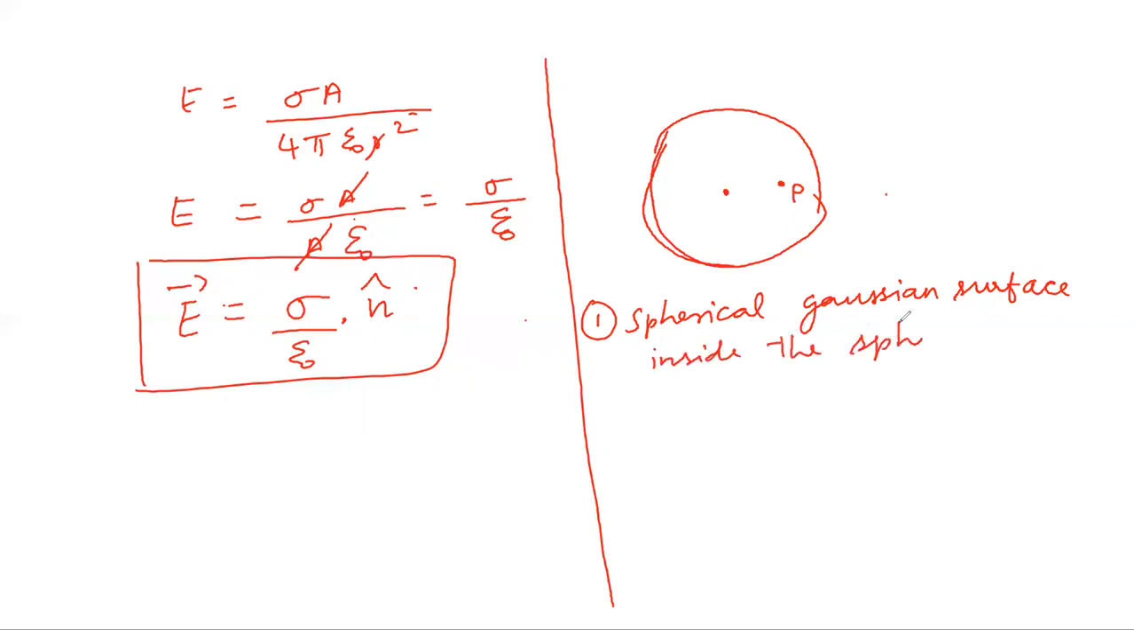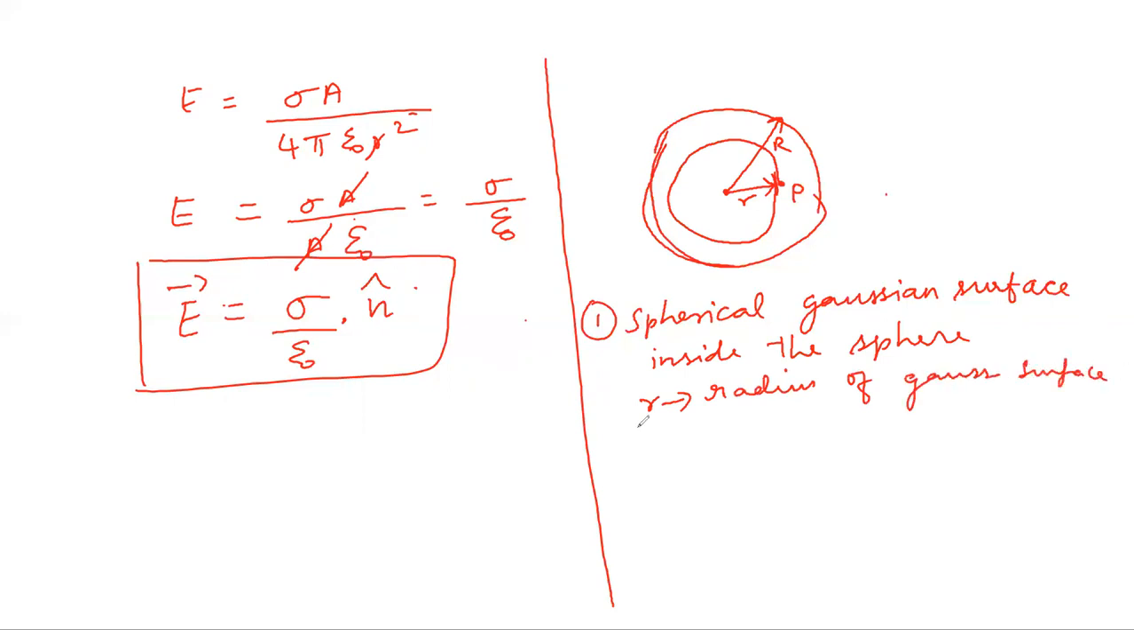So see how I am going to draw that. This is my spherical Gaussian surface. And this is radius r. Small r I am using for representing the radius of the Gaussian surface, and capital R is the radius of the spherical conductor. So our first job is done. We have defined the Gaussian surface.